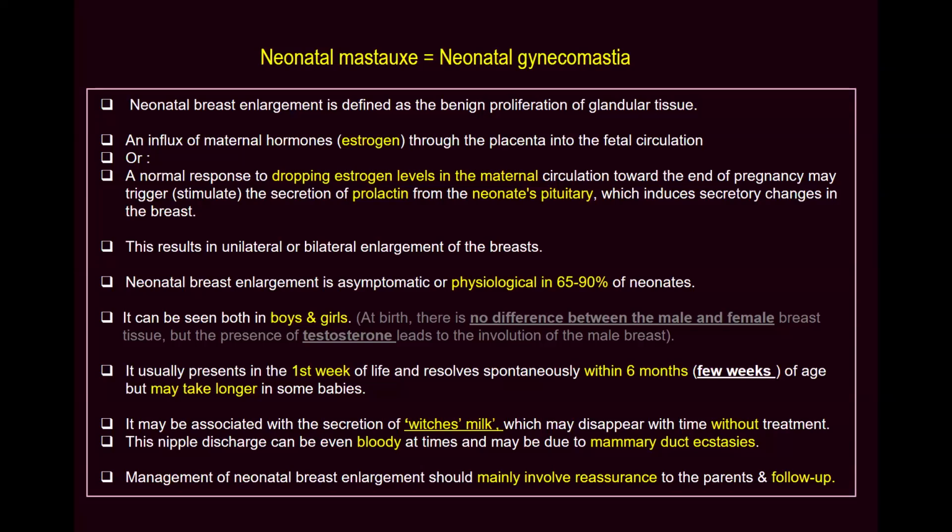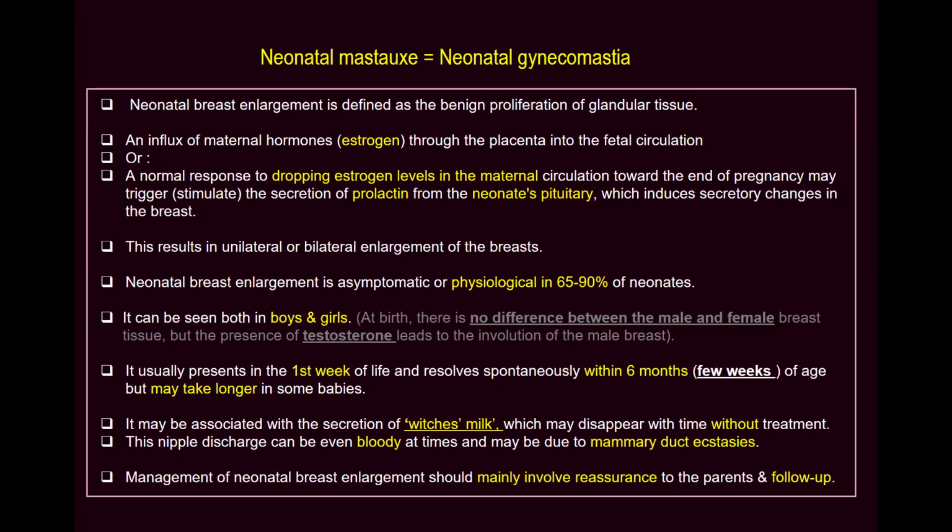The neonatal breast enlargement is the same as premature thelarche. It can be unilateral, bilateral, asymmetric. It is asymptomatic and it is physiological. It is a physiological process. It can be seen in up to 90% of neonates, okay? Can be seen both in girls or boys, because as we mentioned earlier, at birth, the rudimentary breast is equal in girls and boys. So both can be stimulated by hormones and result in proliferations.